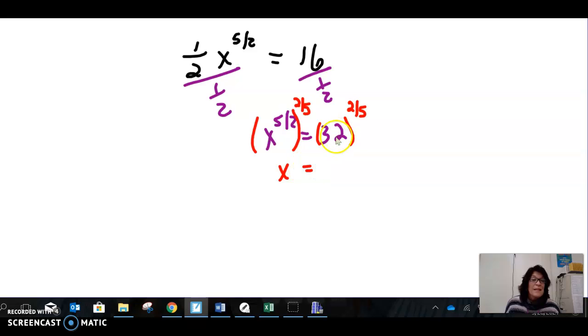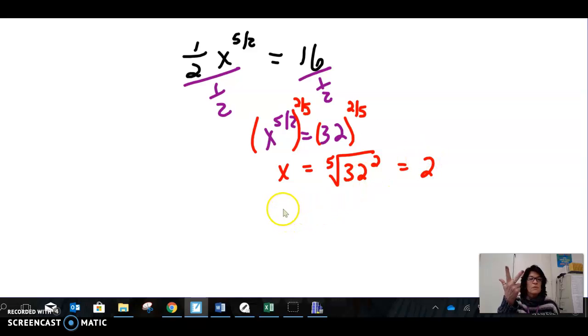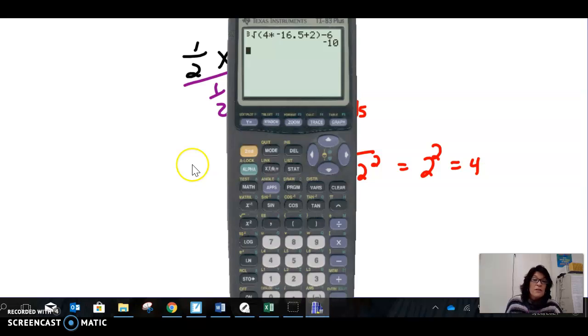That's what I want. Now, 32 to the 2/5, we remember from last unit that that's the same as the 5th root of 32 squared. And I can do that in any order. I can take the 5th root of 32 and then square it, or I can square 32 and take the 5th root of it. Well, I'm going to take the 5th root of 32, which is 2, because 2 times 2 times 2 times 2 times 2 is 32. So the 5th root of 32 is 2. And then I have to square that answer. I took the 5th root of 32, and now I square that. My answer is 4.